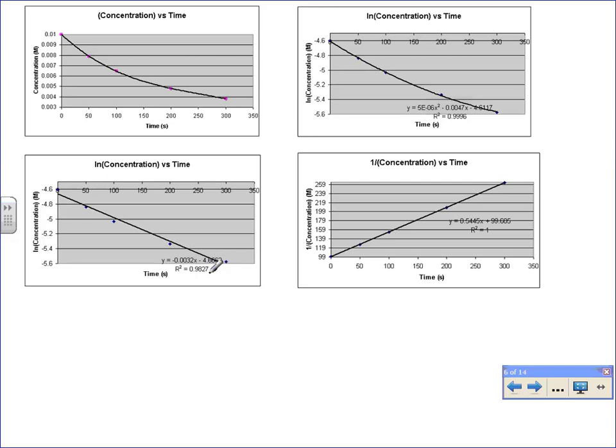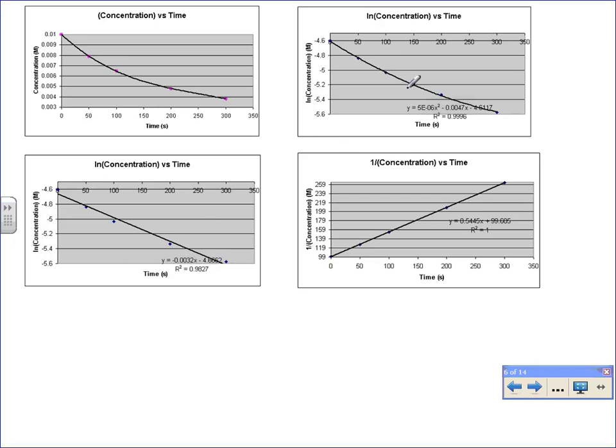When R-squared is equal to 1, that means that you have selected a perfect fit to your data. If you look at the data, you can see that it's not linear, but you can see it even more obviously by graphing the line and noticing that it does not go through all of the data points. My R-squared value is 0.9827. So this is not linear, which means that this is not a zero order reaction.